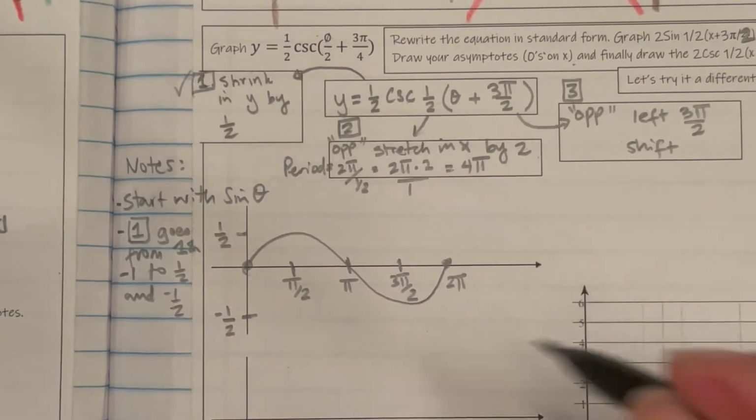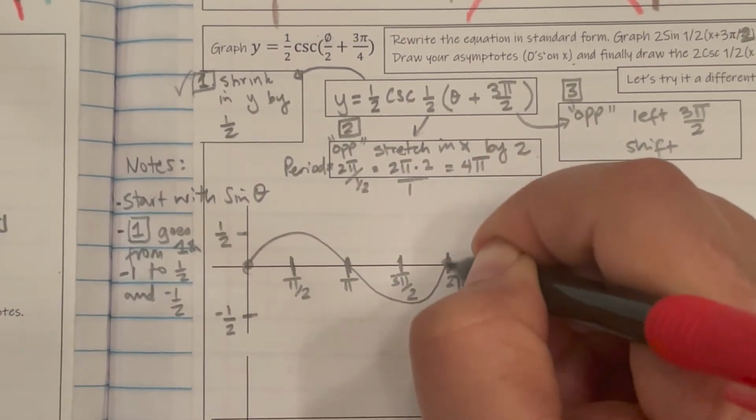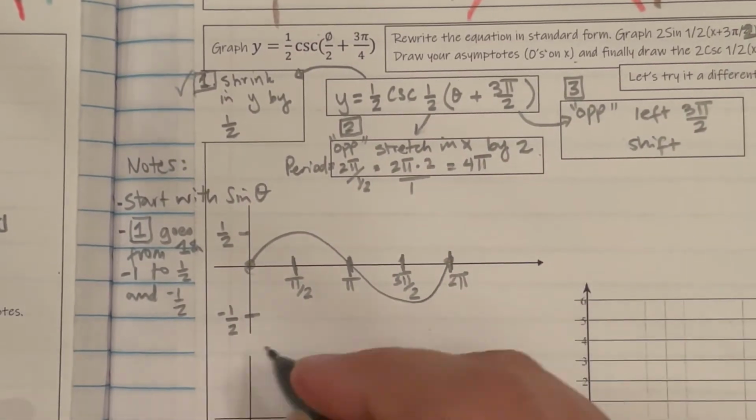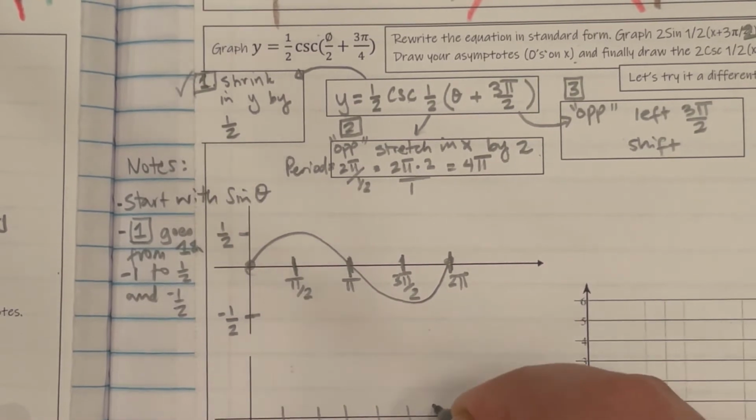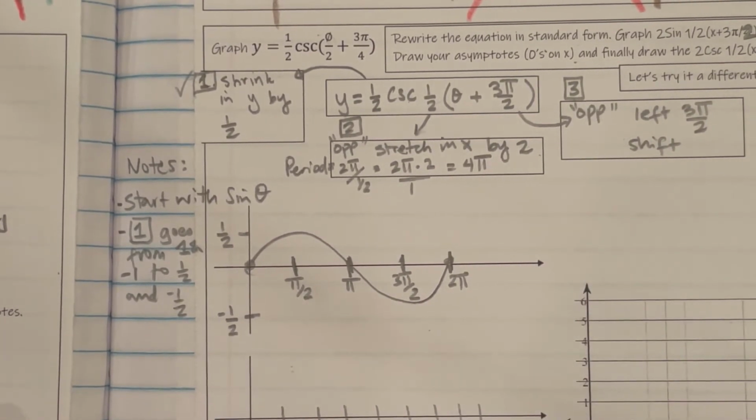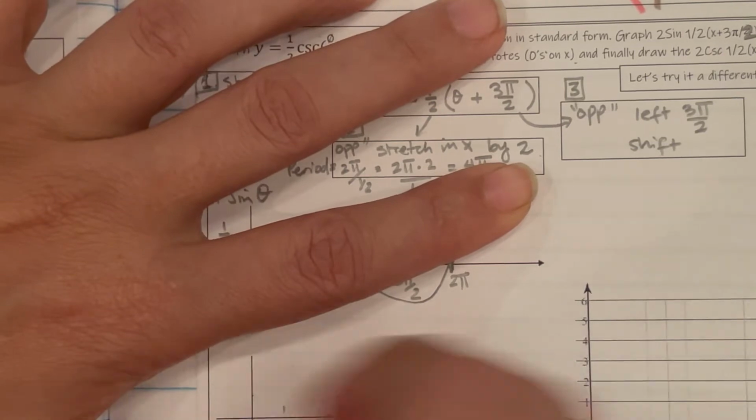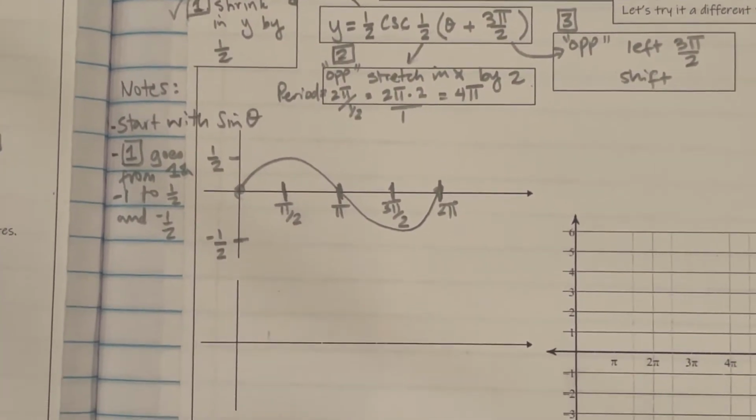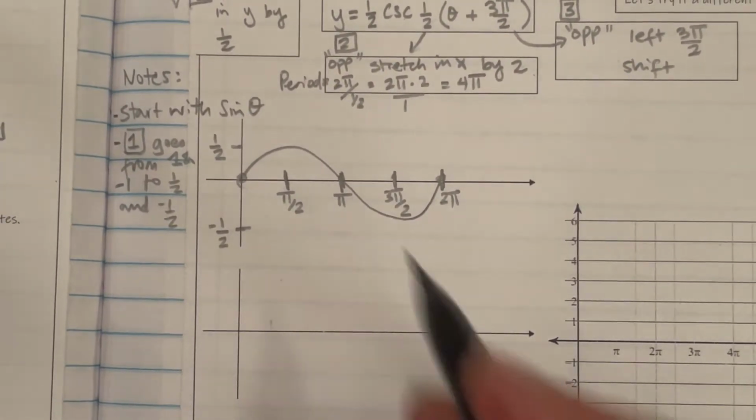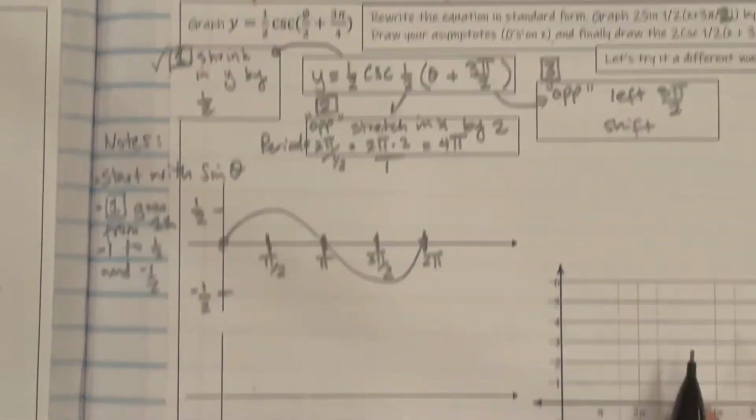Number 2, we're going to take the opposite and stretch it by 2. So we have 4 boxes makes a full period. So now instead of 4 boxes, it's going to be 8 boxes. Now because I'm going to shift the graph left, I'm going to move the y-axis because I'll need more space on the left-hand side. So I'm going to move the y-axis somewhere in the middle.